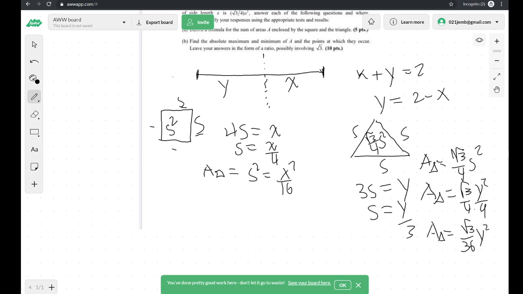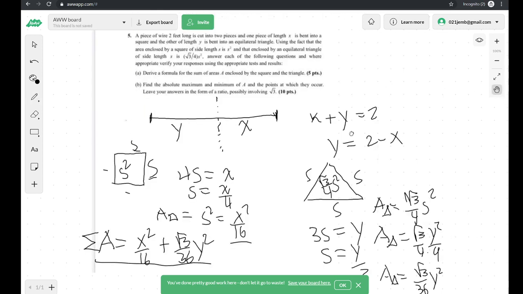For part A, we're asked to derive a formula for the sum of the areas enclosed by the square and the triangle. They're not specifically asking to answer in terms of just one variable, so we're going to use both definitions that we just found. The sum of the areas is equal to this area plus this area, so it's x squared over 16 plus radical 3 over 36 y squared. That would be the sum of the areas.